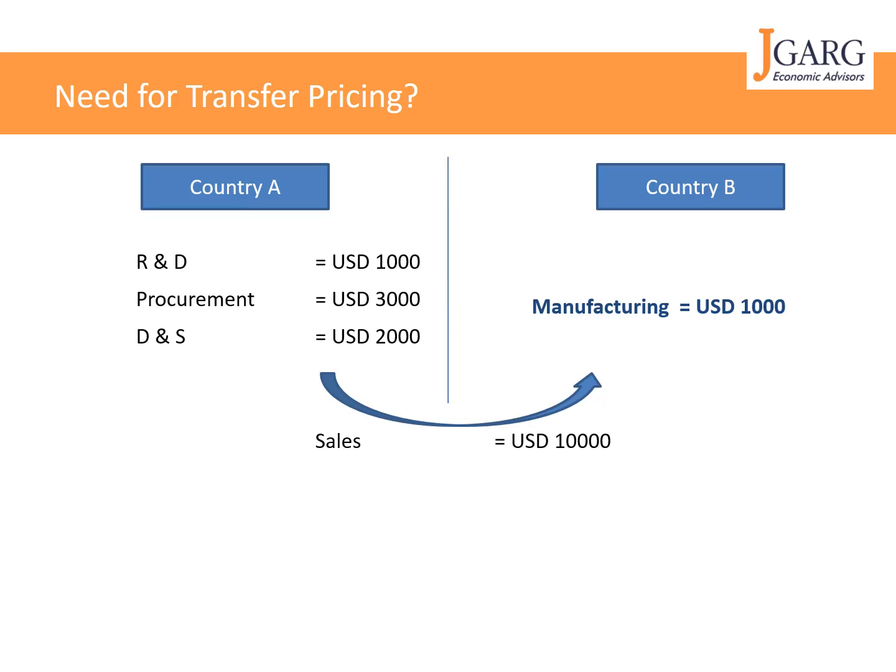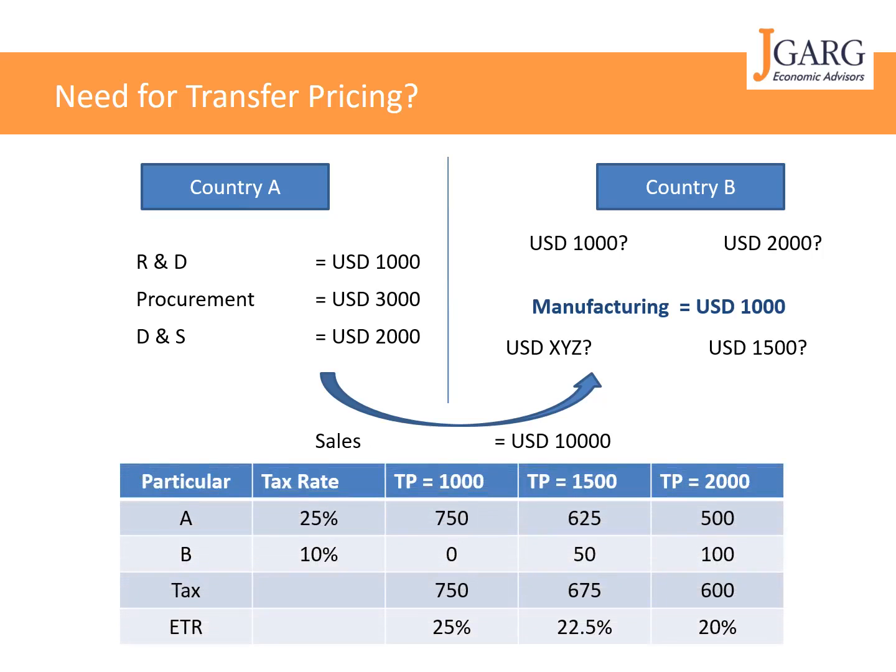So the question comes: the transfer that will happen from country B to country A, should this be priced at 1000 or 1500 or 2000 or some XYZ price? So in transfer pricing we need to find the transfer price of goods manufactured in country B and getting transferred from country B to country A.